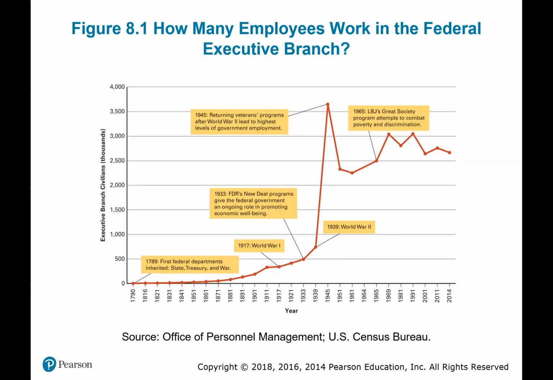So how many employees work in the federal executive branch? The answer is lots. Over 2 million to 2.5 million. And if you include the military, you're getting close to 4 million. However, we think, and that is a lot, but if we look actually back, there were more federal employees during World War II. And the reason, of course, is because it was World War II.